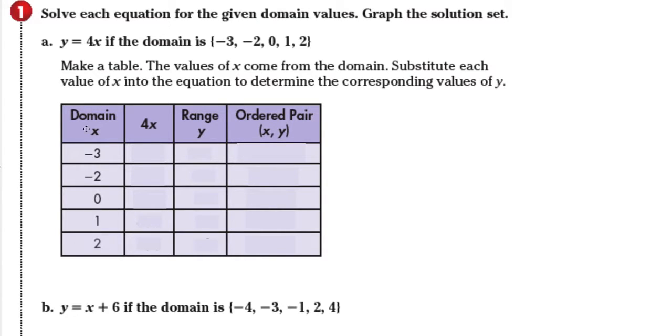And then we substitute it into this particular expression, 4x. So 4 times -3 will give us -12. 4 times -2 is -8. 4 times 0 obviously will be 0. 4 times 1 will give you 4, and 4 times 2 will give you 8. Now we can name the ordered pairs: -3 and -12, -2 and -8, 0, 0, 1, 4, and 2, 8.